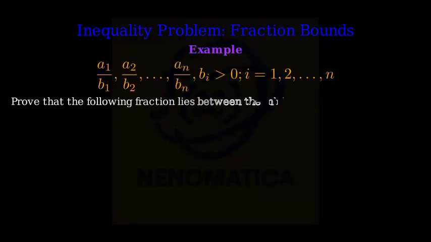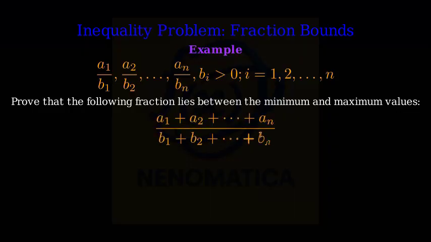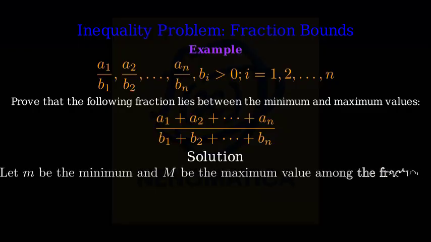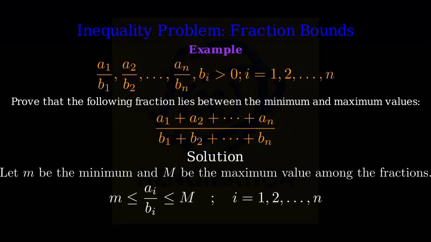We need to prove that the following fraction lies between the minimum and maximum values of the given fractions: the sum of all ai divided by the sum of all bi. Now, let's solve this step by step. First, we'll define m as the minimum value and M as the maximum value among the given fractions. This means that for any i from 1 to n, m is less than or equal to ai over bi, which is less than or equal to M.